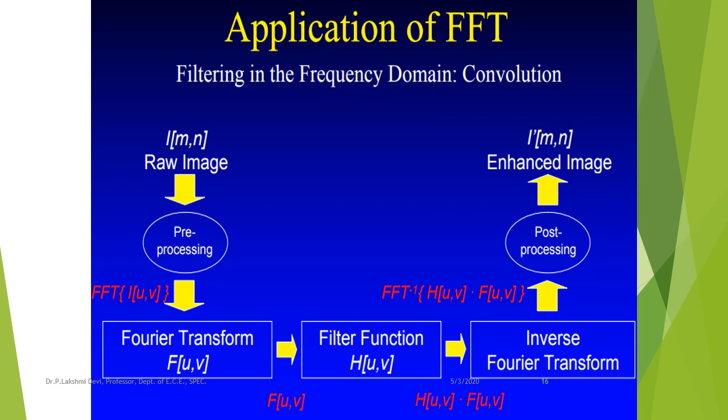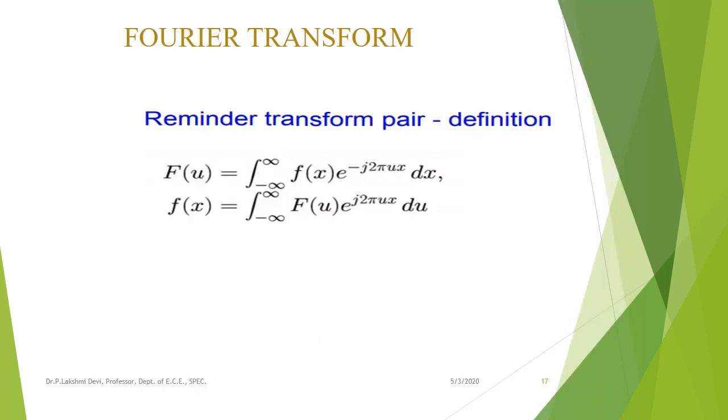Then you can apply the inverse Fourier transform over it. The inverse Fourier transform of the multiplication of H of u v and F of u v gives its output. After post-processing, we get the enhanced result, I cap of m n. Just to show the difference between the raw image and the enhanced image, we have shown it like this. So with this process, you are in a position to understand exactly how the image transforms we apply and extract the required things.